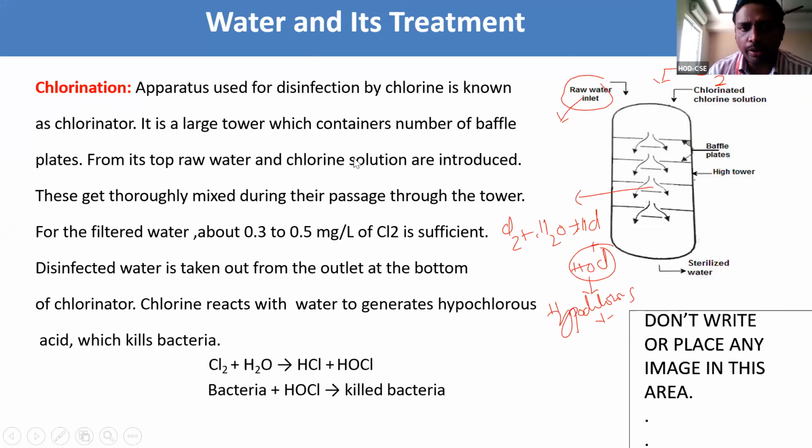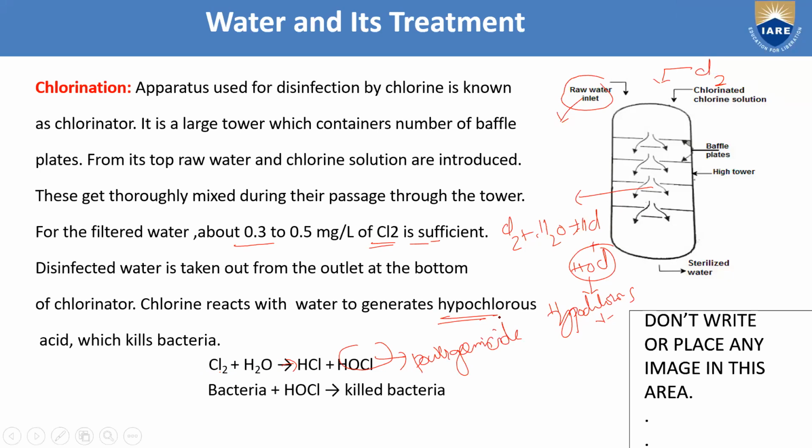Here, this gets thoroughly mixed during its passage through the tower from the filtered water. About 0.3 to 0.5 milligrams of chlorine is sufficient for this. Disinfected water is taken out from the outlet at the bottom of the chlorinator. Now the chlorine reacts with water to form HCl plus hypochlorous acid. Here hypochlorous acid acts as a powerful germicide, which kills the bacteria present in the water.